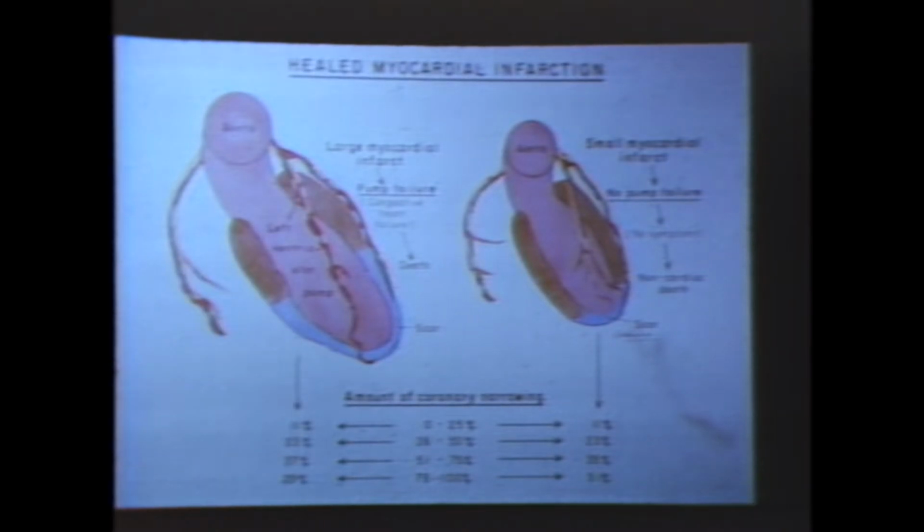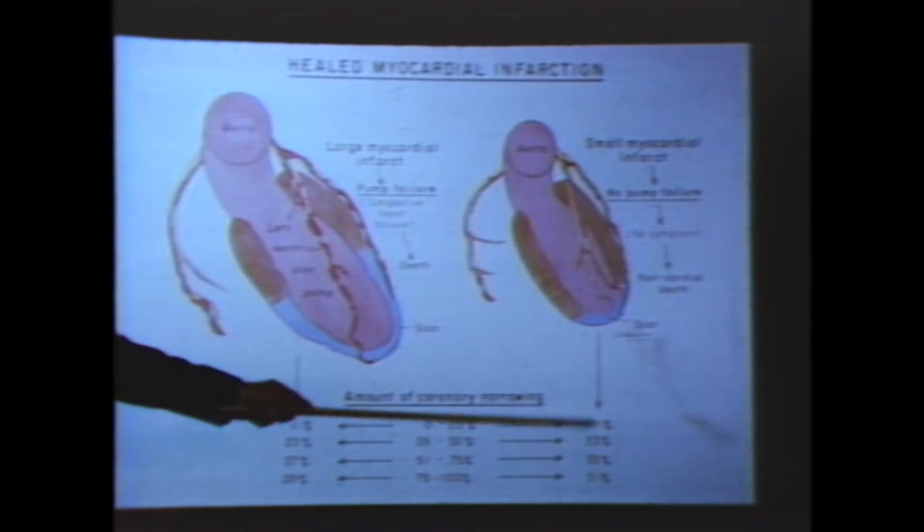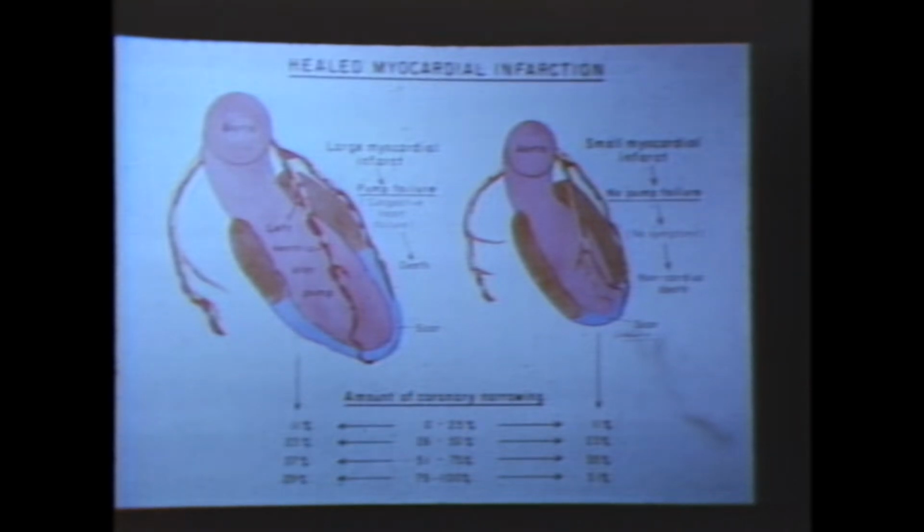Now, which group would you think would have, logically, the most coronary narrowing? What we found was, if we looked at the percent of segments narrowed 76 to 100%, 29% here, 31% here. Percent of segments narrowed 51 to 75%, 37%, 35%. In other words, no difference.